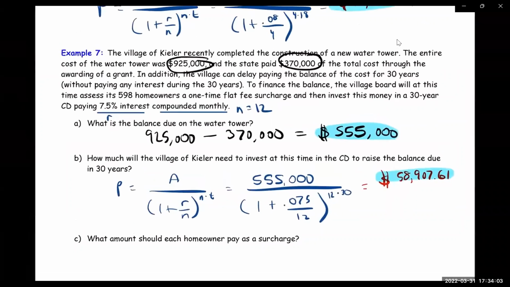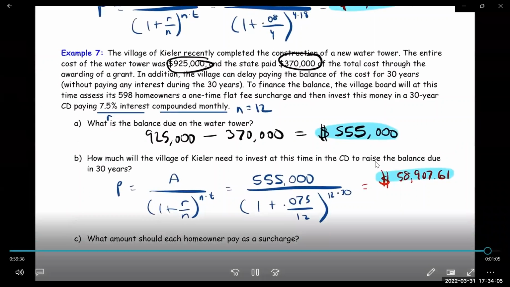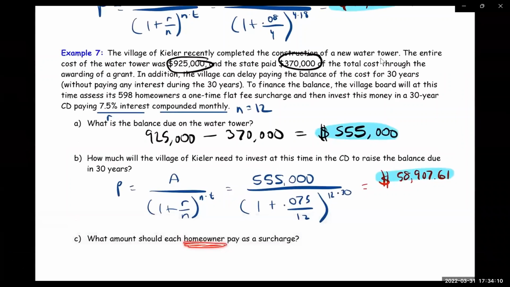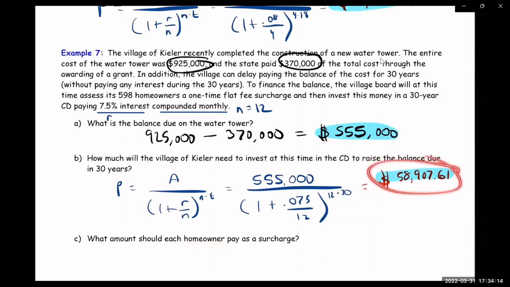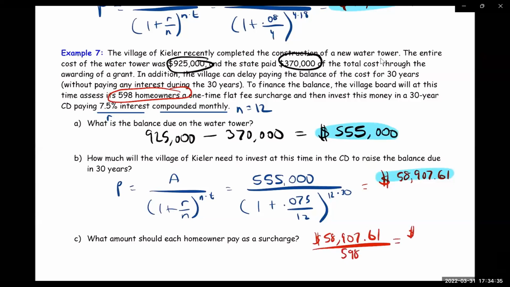All right, what amount should each homeowner pay as surcharge? So we have to know how many homeowners there are so that we can divide that evenly in order to get each individual's surcharge. So how many members are there? Let's see. 598, right? Homeowners. So you're going to divide the amount that needs to be invested by the number of homeowners, 598, and that'll tell you how much each person should pay.